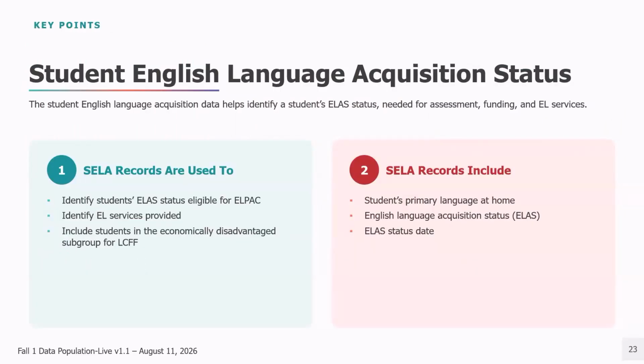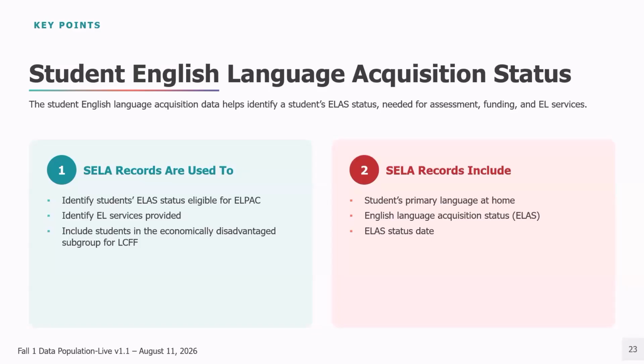All right, so moving on to the Student English Language Acquisition File, or the SELA file. The SELA record is expected for all students in all enrollment types, primary enrollment codes, short-term enrollment codes, and in grades TK to 12. So the Student English Language Acquisition File is used to report the English language status of every student and not just English learners. So this information is essential for determining assessment eligibility, funding allocations like LCFF, and support services for English learners.